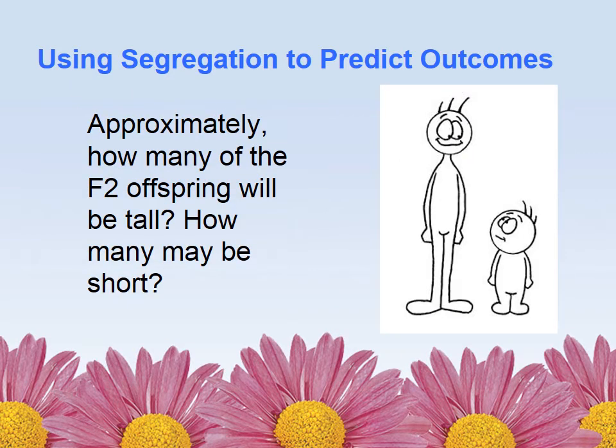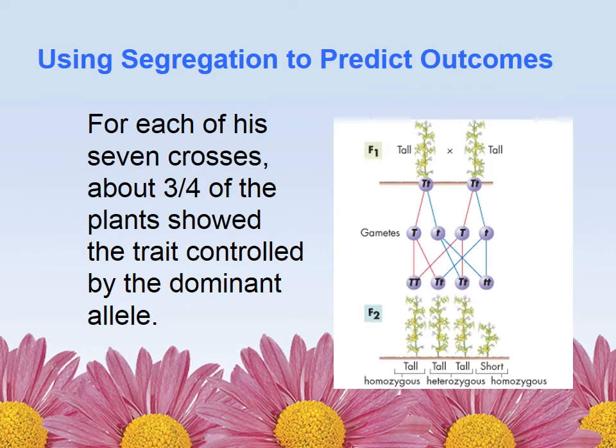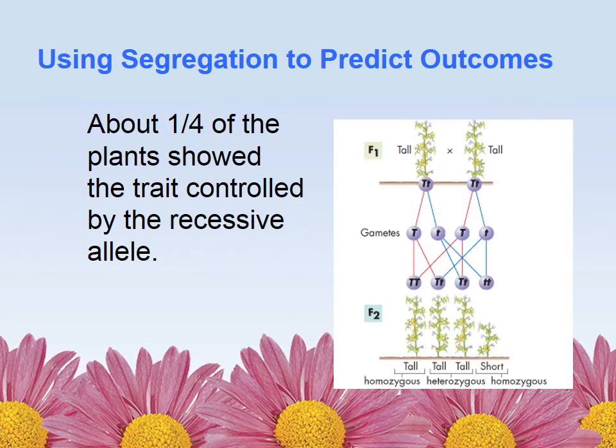So how many of the F2 offspring will be tall and how many will be short? That's right, 3 out of 4 or 1 out of 4. So the ratio for this would be 3 to 1, 3 dominant to 1 recessive. In Mendel's experiments, this showed up consistently. For each of his 7 crosses, 3/4 of them showed the dominant allele, the trait that goes with the dominant allele. And then about 1/4, you notice I said about, 1/4 of them showed the recessive allele.